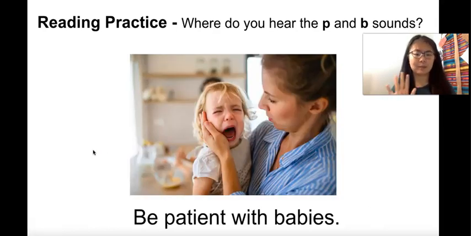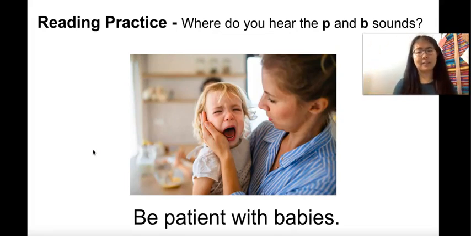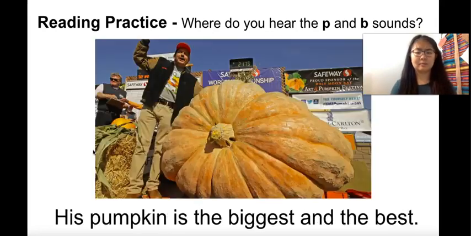Be patient with babies, right? Patient. Be patient with babies. This one is fun. His pumpkin is the biggest and the best. His pumpkin is the biggest and the best.